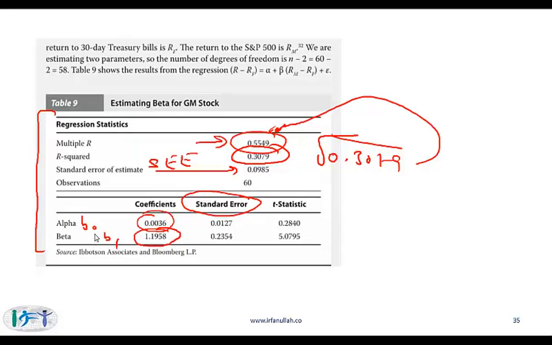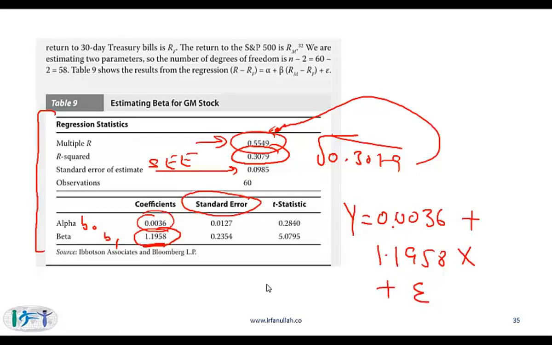This is B1. So if you were to write out the regression equation, what would that be? It would be y is equal to 0.00036 plus 1.1958 into x, this is the coefficient, into x, plus an error term. So this is a x, not a multiply, right?